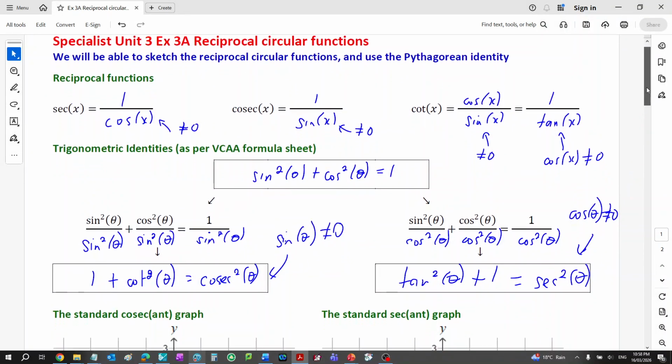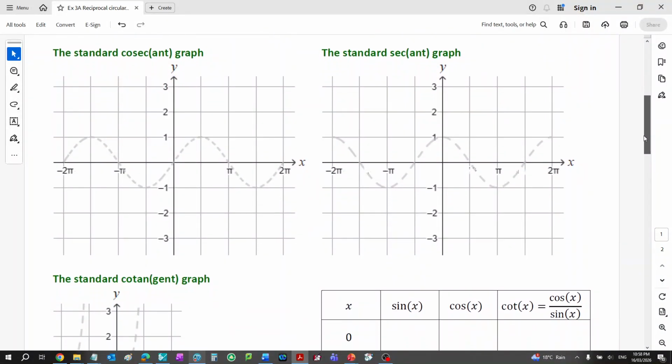Okay, let's look at some sketching. We're going to look at the standard cosec graph on the left hand side over here. To begin with, cosec is going to be 1 over sine x, so where our sine curve has x-intercepts, this is going to be a 0 denominator, and we'll have an asymptote. So here, 1 over 0, asymptote. There we go. Over here, at x equals pi.